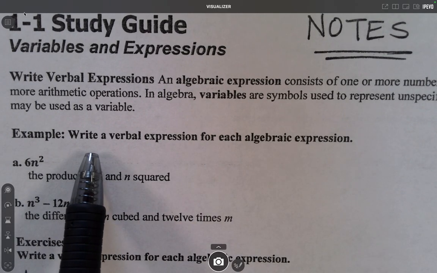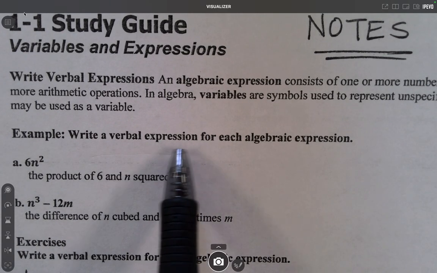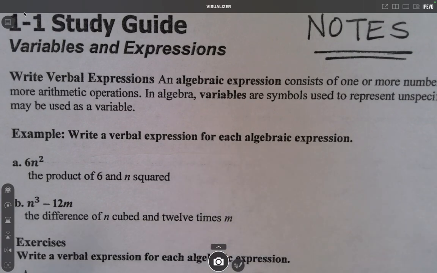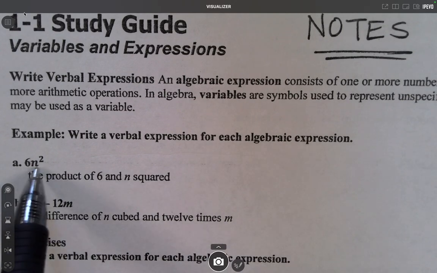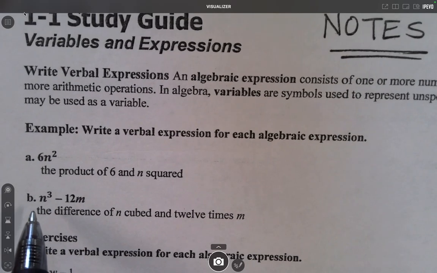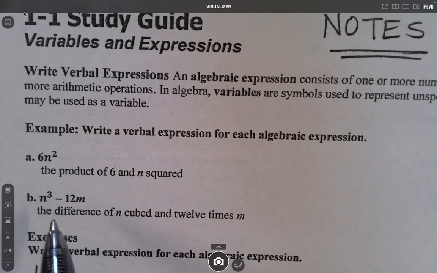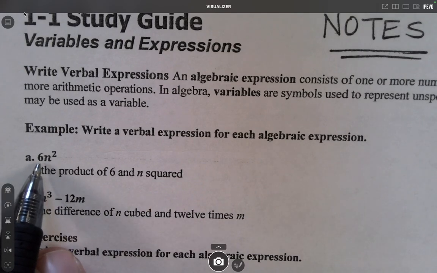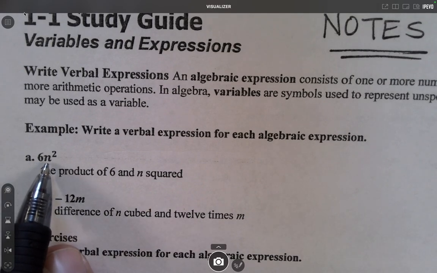So these are two examples. Write a verbal expression for each algebraic expression. So again, what you see here, 6n squared, and here n cubed minus 12m, those are the algebraic expressions. So numbers, exponents, variables, things like that. Now, this example, we have 6 being multiplied by n squared.